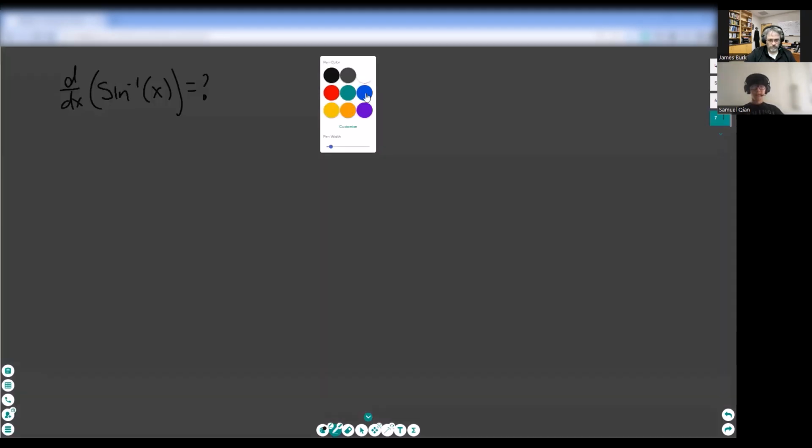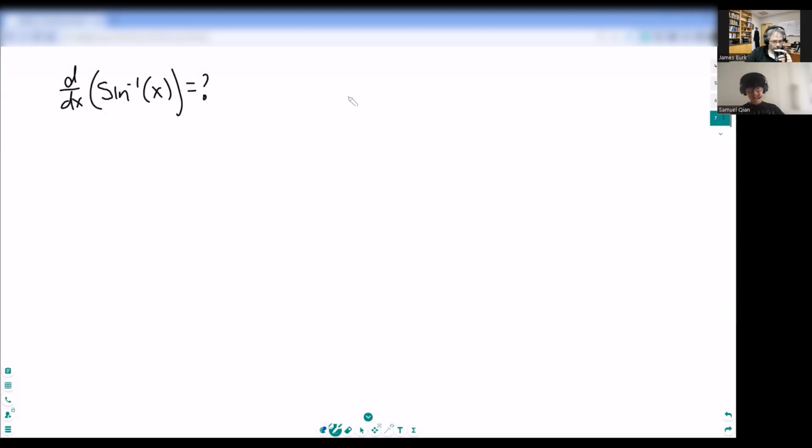Okay. Well, let me give you this problem. We were talking about this beforehand, but let's hammer it out a little more now. Suppose I want to take the derivative of arc sine. What is it? Wouldn't it be, no, it would be 1 over the square root of 1 minus x squared. Okay. Why?